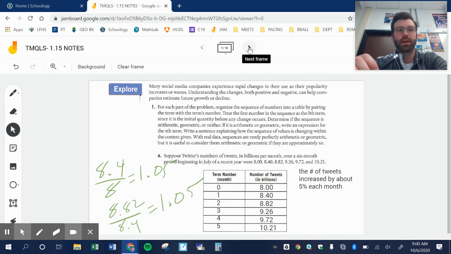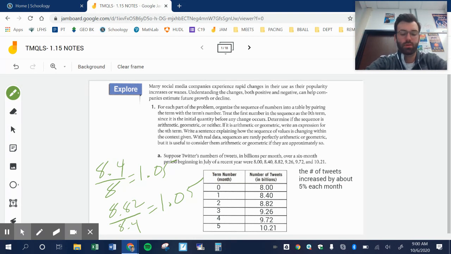And remember from our last section how we chose to write a general term. I take my first term, which is 8, and multiply it by the percent increase, 1.05 to the n, and then times 8. So 1.05 to the first power, and then times 8. This number comes from here, and this number comes from our first term.